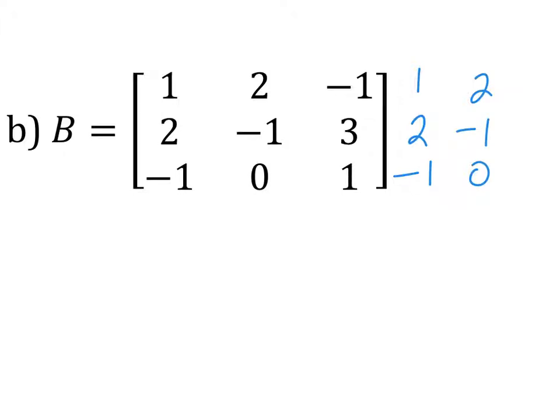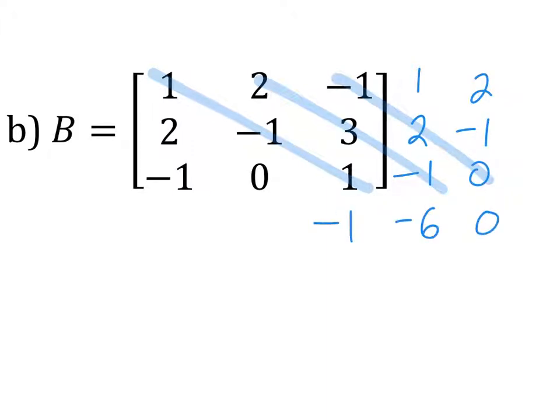Okay, let me call somebody to answer. Peter and Raymond, what should we do next? Diagonal from which side to which side? Left to right, from top to bottom, right? Okay, so now that I draw a diagonal, what am I supposed to do? Multiply them together. Negative 1, negative 6, 0.